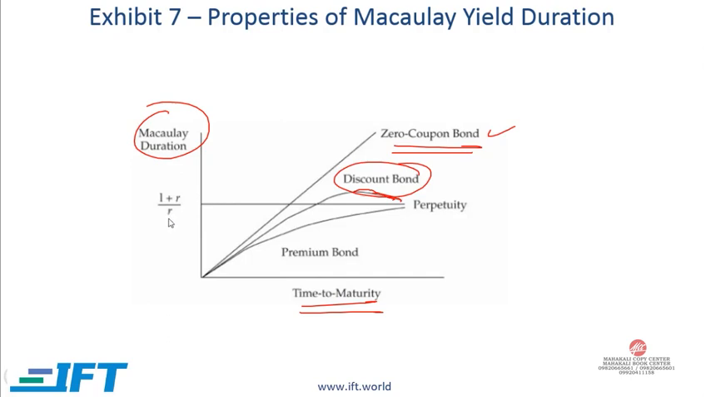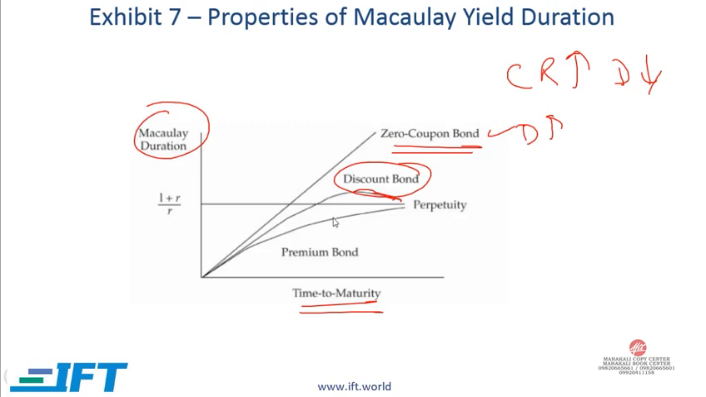The next item is the relationship between the coupon rate and Macaulay duration. As you can see, if the coupon rate is high, then the duration, or the Macaulay duration, is less, and that is visible over here because 0 coupon is the lowest possible coupon rate, and here the duration is the highest. As the coupon rate goes up, the duration comes down.